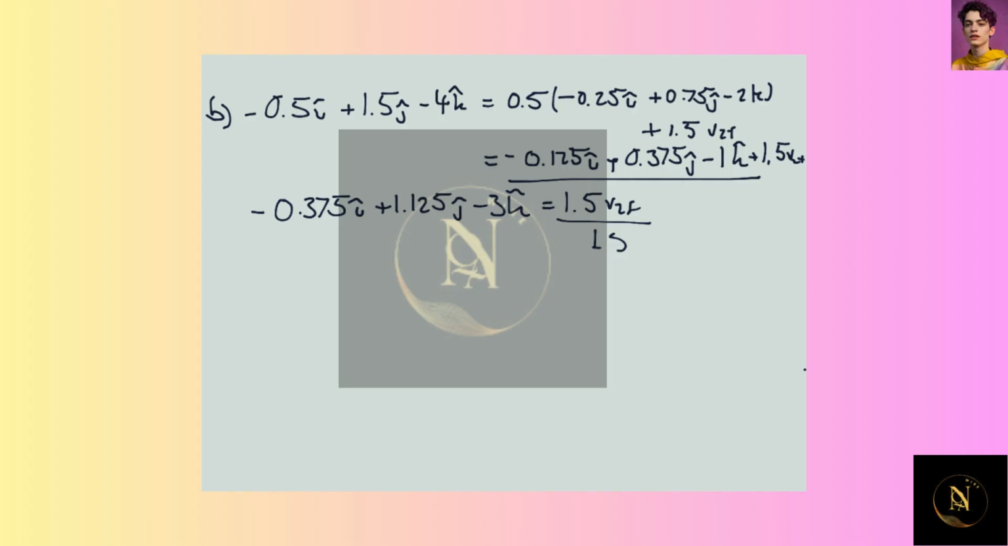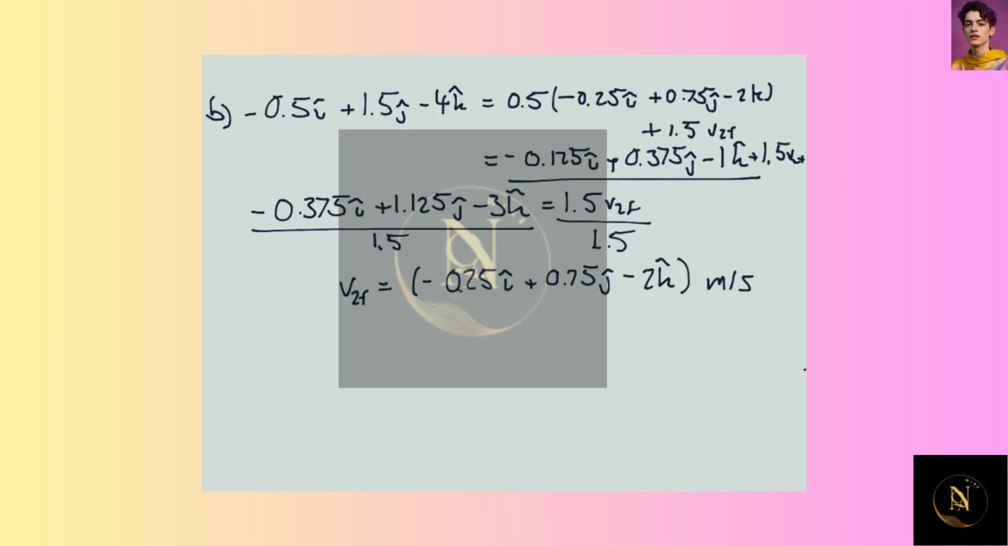Then if we divide both sides by 1.5, what we should get for V2F, hopefully, is negative 0.25i plus 0.75j minus 2k meters per second. So that's the final speed of ball 2 with a different set of final speeds for ball 1.